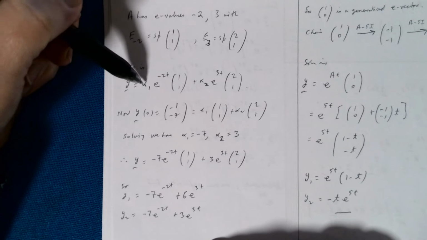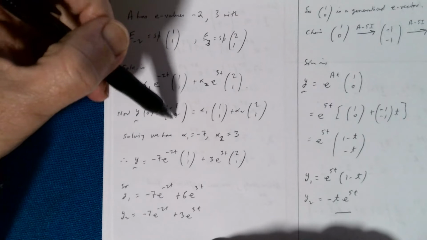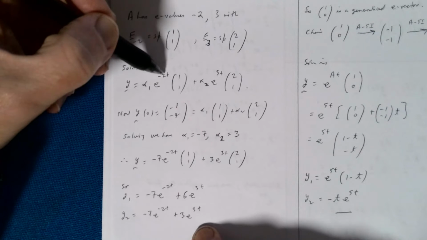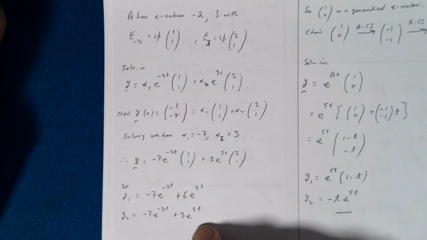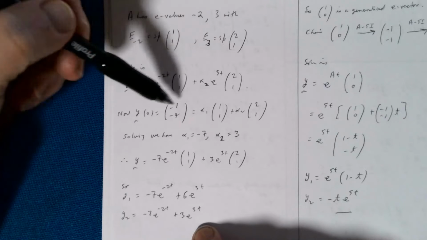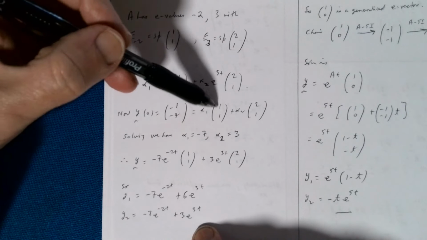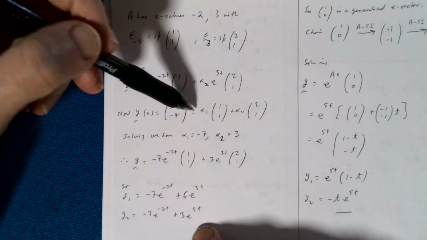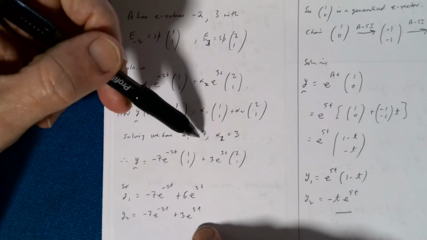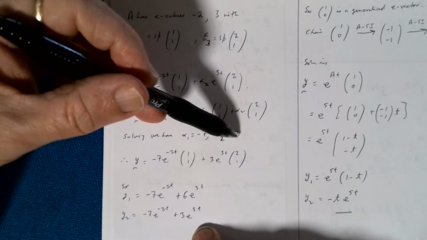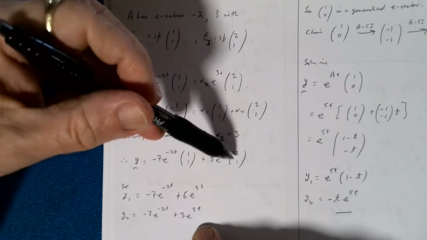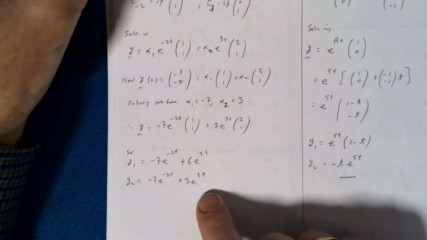So y of 0 is minus 1, minus 4. So if I simply put t to be 0 in, then all the exponentials disappear, become 1s. And so I just get this is equal to alpha 1 times 1, 1 plus alpha 2 times 2, 1. And it doesn't take too much work to solve this, and you'll find that alpha 1 is minus 7, alpha 2 is 3. So plugging that back up into here, there's our solution to the system of differential equations.